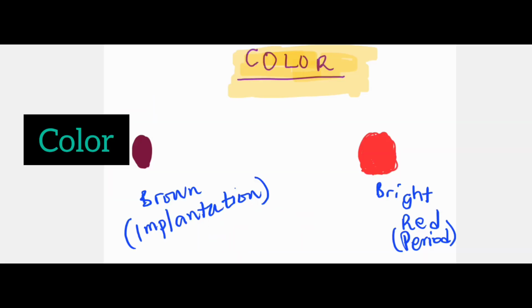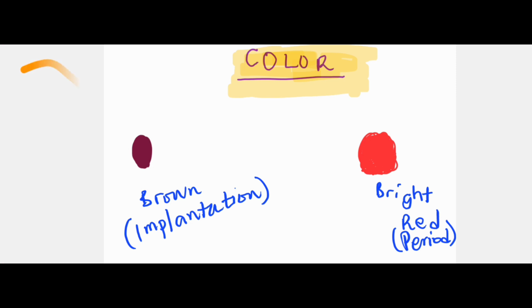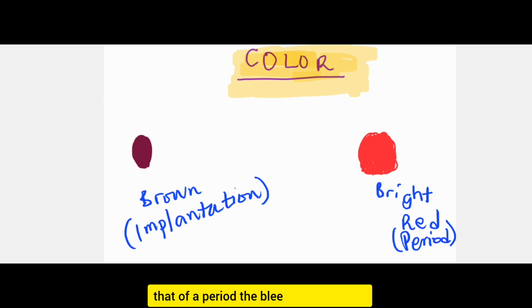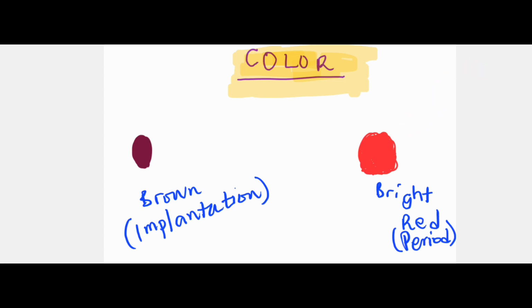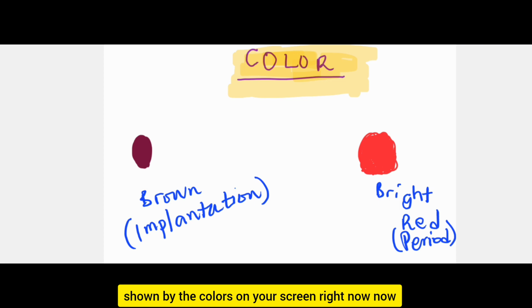The first difference, look at the color. For implantation bleeding, the color of the bleed is usually brown. Sometimes it might be a little bit pink, whereas that of a period, the bleeding as a result of a period, is usually bright red, as shown by the colors on your screen right now.